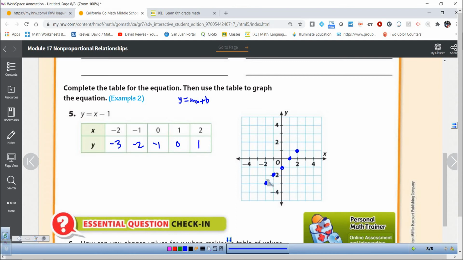And you see how those form a straight line, but that straight line does not pass through (0, 0). So it's linear, but non-proportional. It misses the origin right here, right? Here we go. It's not (0, 0). It's (0, negative 1). So linear, non-proportional, y equals mx plus b.